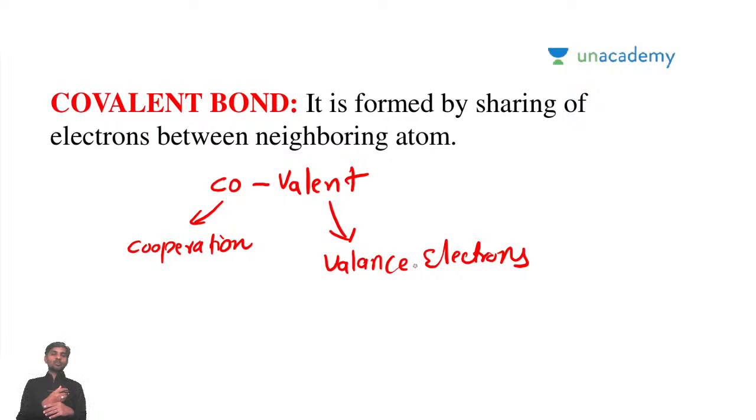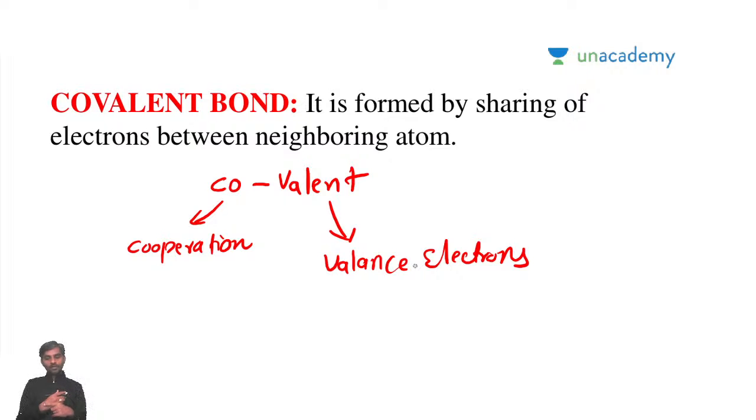Generally, we use the word "he is not cooperating." What do you mean by he is not cooperating? It means you are putting in your efforts, but he or she is not putting in their efforts. Okay, this is very important. That is a covalent bond.